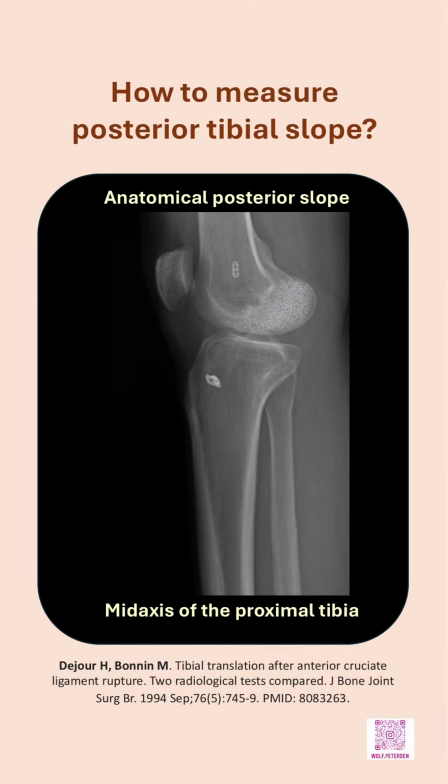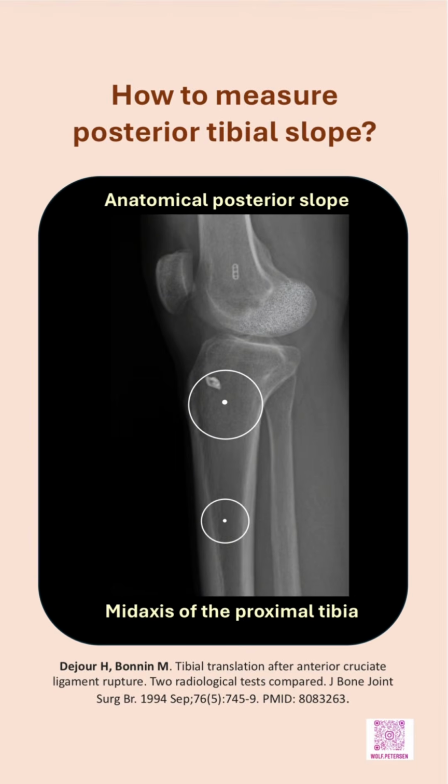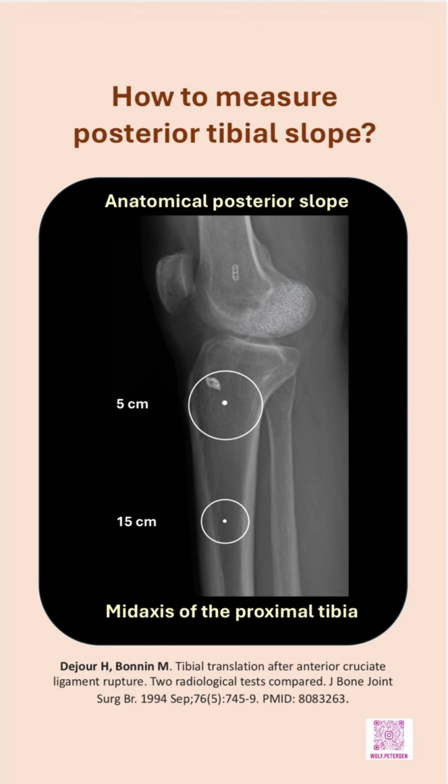How to measure posterior tibial slope. The classical and most widely used method for determining the posterior tibial slope is the measurement relative to the proximal anatomical tibial axis, as described by de Jour and Bonin in 1994.